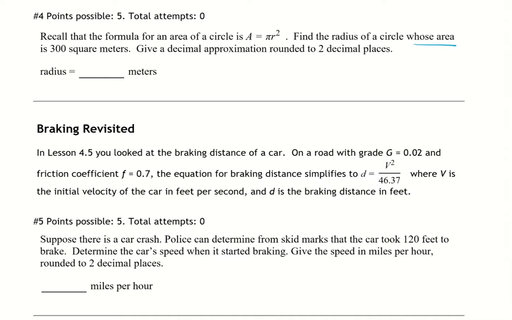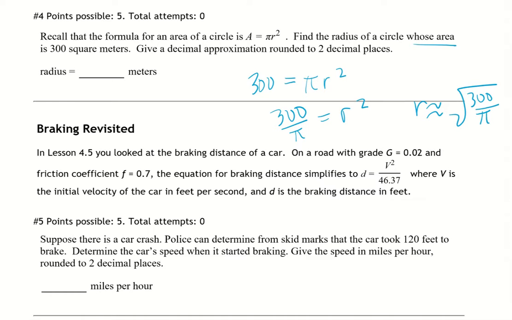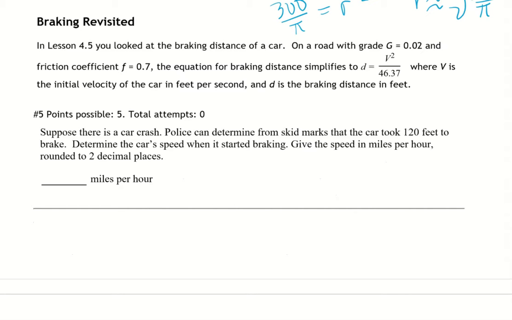If we have area, so area is pi r squared, and the area is 300, we set that equal to pi r squared. Well, we know pi is a number, so we can divide both sides by pi, and r is going to be the square root of 300 over pi. Sometimes it'll ask you to calculate this, sometimes it'll ask you to leave it in terms of pi.